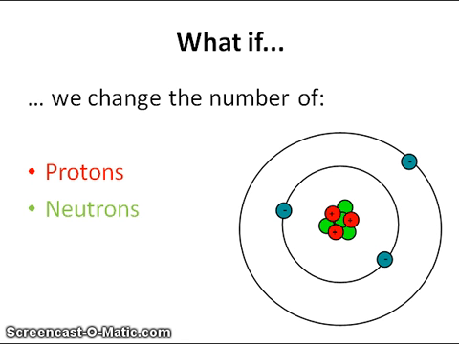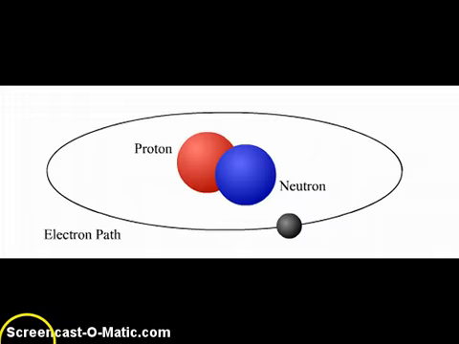Let's go back because we already talked about the electrons, but let's go back to see what happens if we change the number of protons and neutrons. We're going to start talking about this together, then we'll analyze each case separately because they are both within the nucleus. So it's important to first understand what is going on in the nucleus.